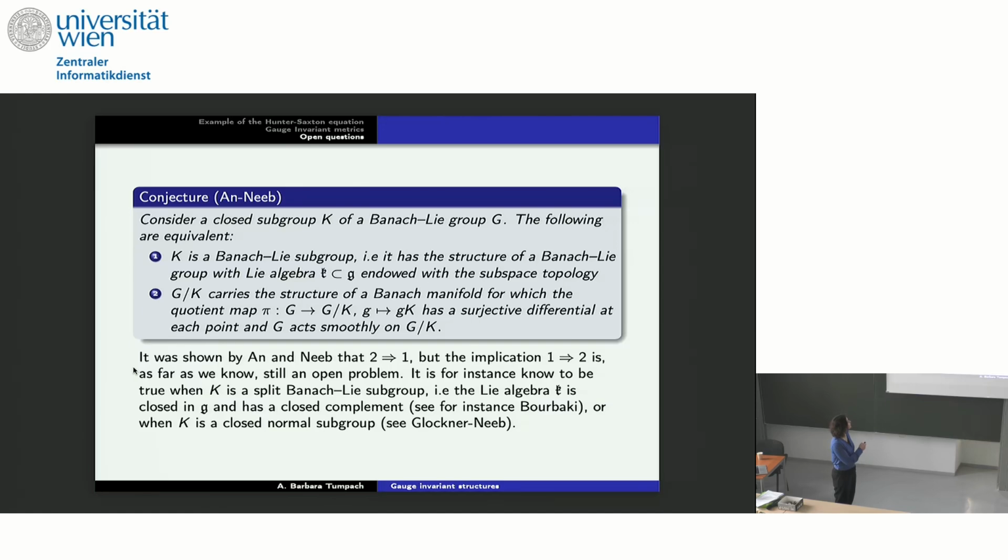So 2 implies 1 is already proved by Neeb and coauthors in their paper. As far as I know, the implication 1 implies 2 is still an open problem. Of course, if K is split, so if we have a complement to the Lie algebra of K, then we know that it works. For instance, you can see it in Bourbaki, Topologie générale. It is also true if K is a normal subgroup. This is a paper by Glöckner and Neeb, but in the general case, I think it's still an open question. Thank you very much for your attention.